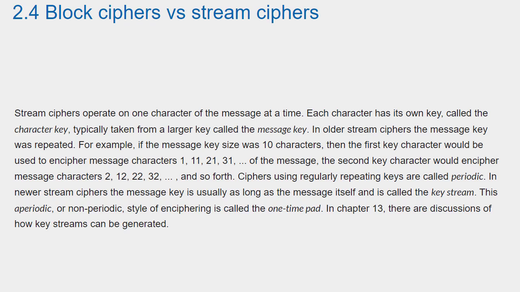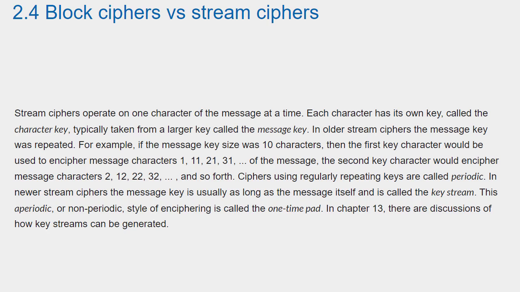Each character has its own key, called the character key, typically taken from a larger key called the message key. In older stream ciphers, the message key was repeated. For example, if the message key size was 10 characters, then the first key character would be used to encipher message characters 1, 11, 21, 31 of the message. The second key character would encipher message characters 2, 12, 22, 32, and so forth.